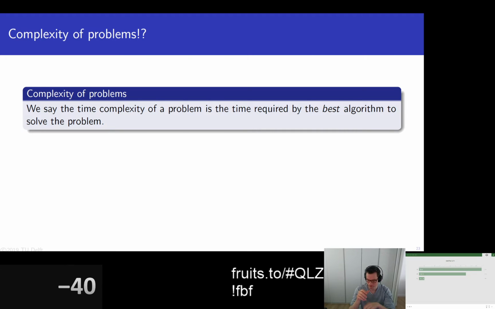So what do we do? Well, we say the complexity of a problem is the time required by the best algorithm to solve the problem. So for example, for path, assuming there is nothing better than BFS or DFS, the complexity of the problem would be V plus E. But that's not a great definition. Any idea why not?